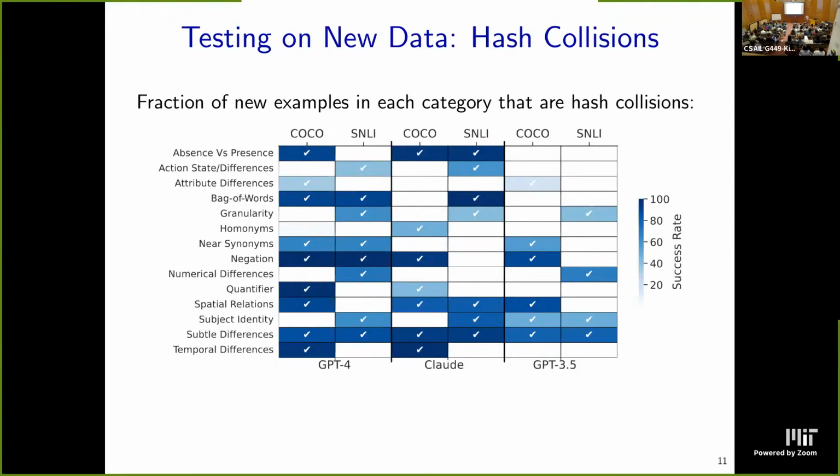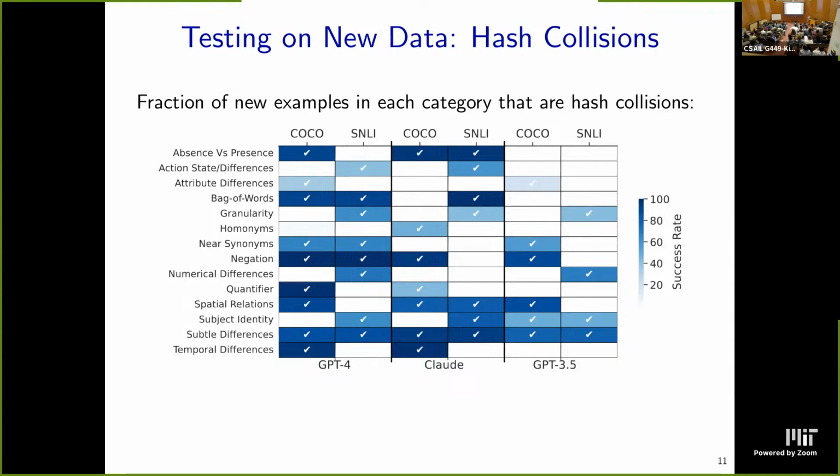So here is the data for hash collisions. Let me explain this table because there's a few things going on in it. Each row is a different hypothesis that was generated by either GPT-4, or we also looked at Claude and GPT-3.5 as ablations. So these are the different proposer models. In all cases, we're using GPT-4 as the generator of new failures. But this is testing how good each of these models is at basically clustering the initial data to generate hypotheses.